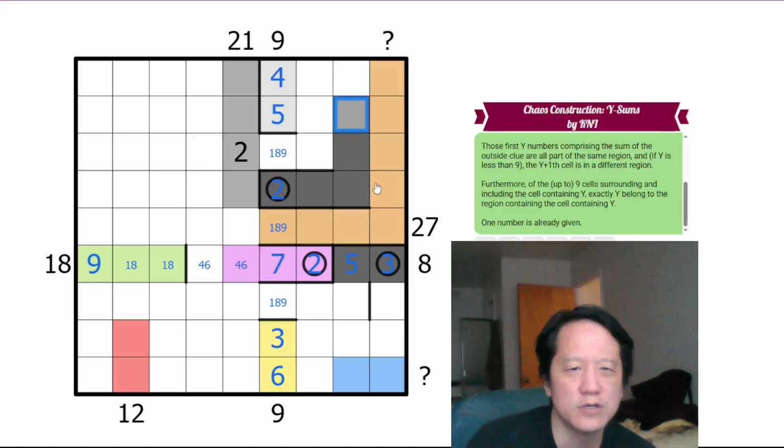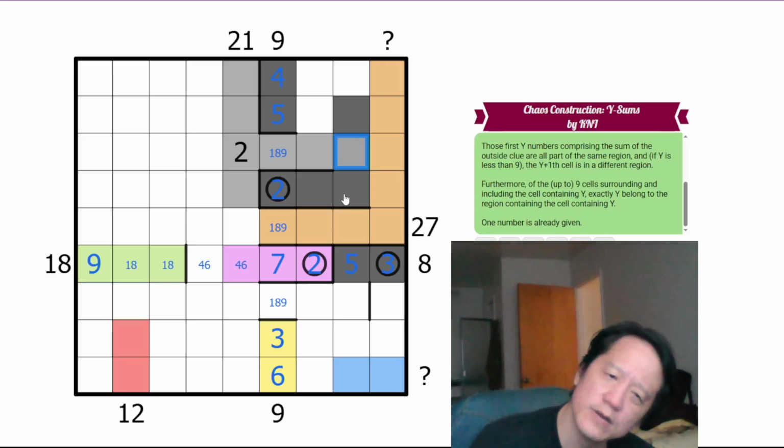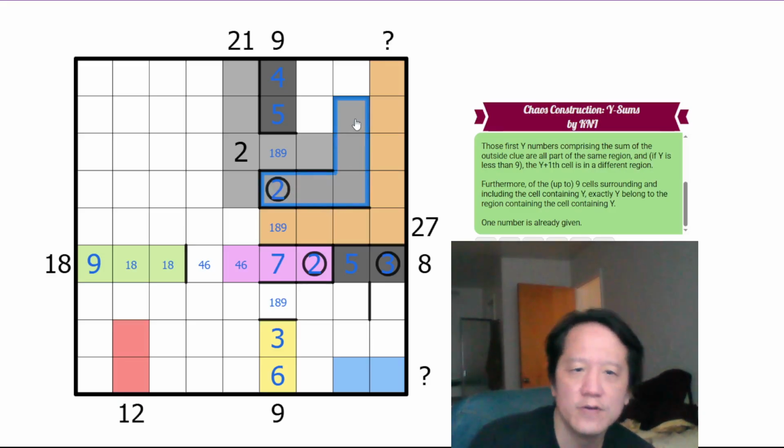We have to go dark, dark here. This has to be medium because this is not going to be a full region here. So this is dark. We have 1, 2, 3, 4, 5, 6, 7, 8. How does that work? Okay, so this is medium also. You could have medium go that way. 1, 2, 3, 4, 5, 6, 7.